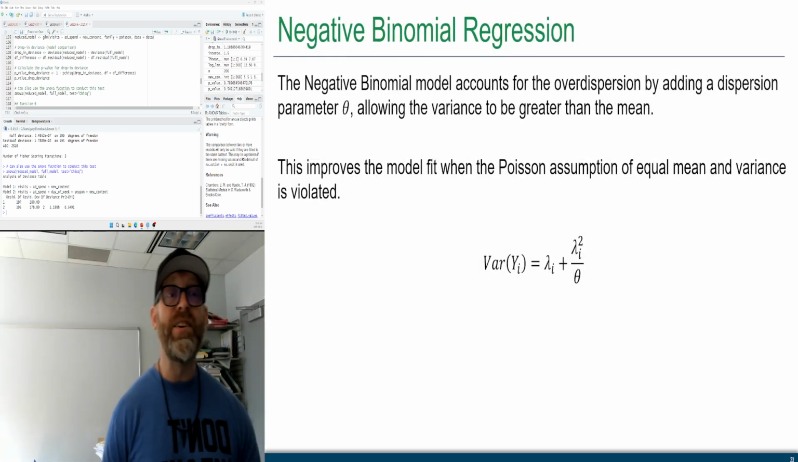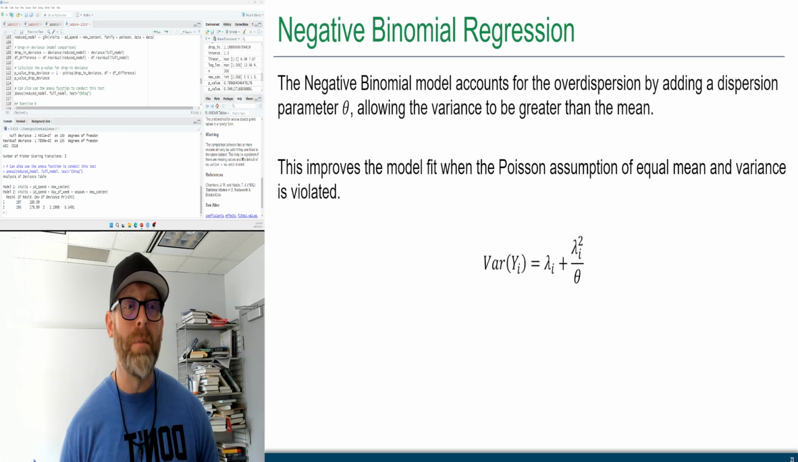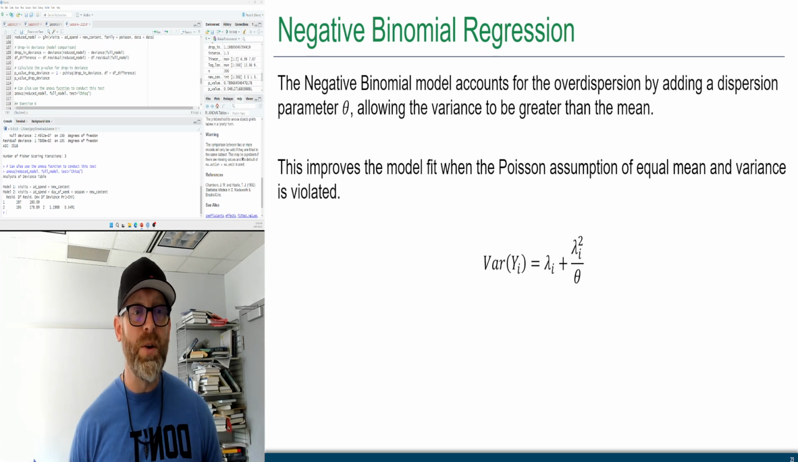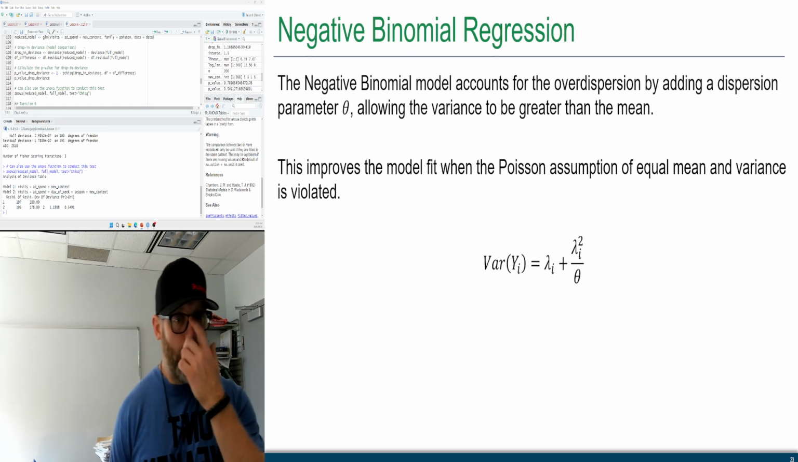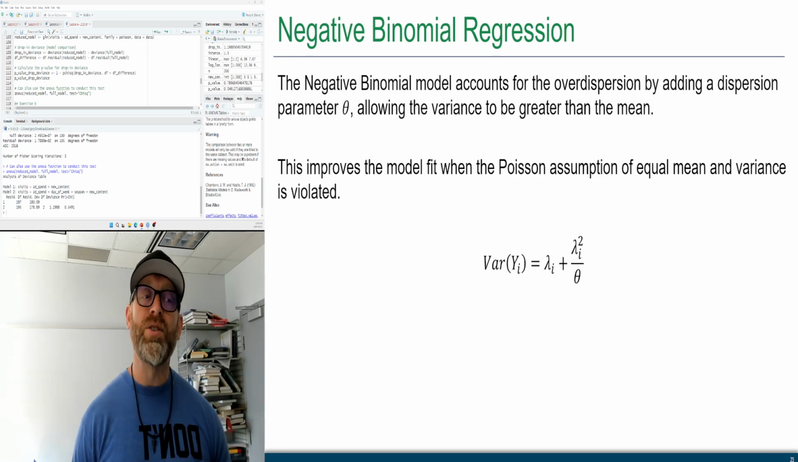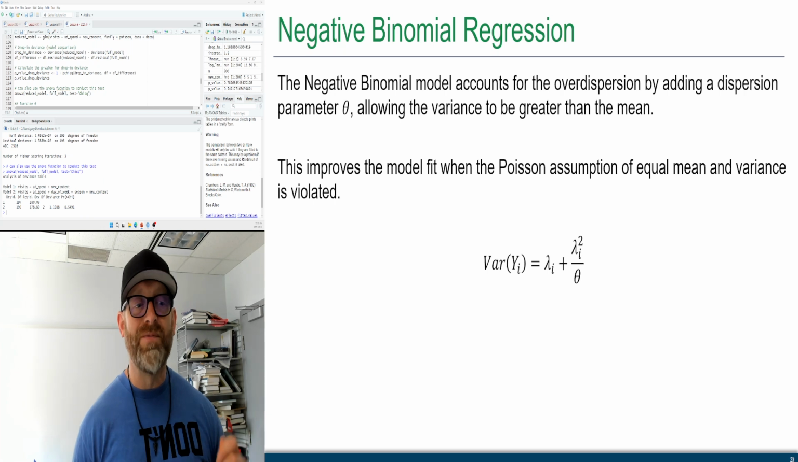Now, the negative binomial is different. This is a little bit more complex. I'm not going to get into the ins and outs of this, but just give you the general overview. The negative binomial model accounts for the overdispersion by adding a dispersion parameter to this, allowing the variance to be greater than the mean. So we're adding on an additional parameter to allow us to do it. We're not just taking the standard error and scaling it or reinflating it anymore. We're adding on a new additional parameter to this. So this improves the model fit when the Poisson assumption of equal mean and variance is violated.